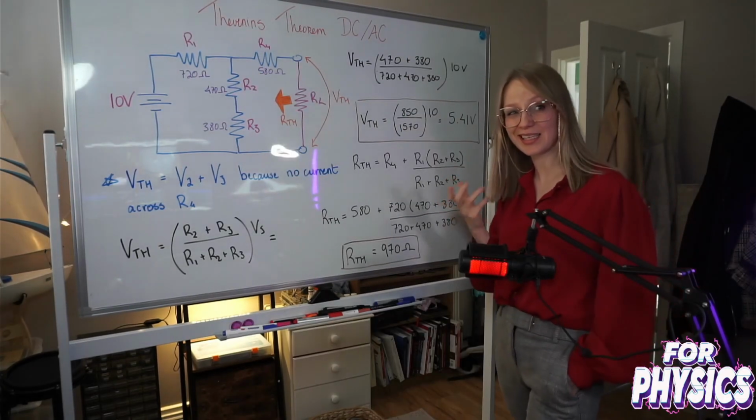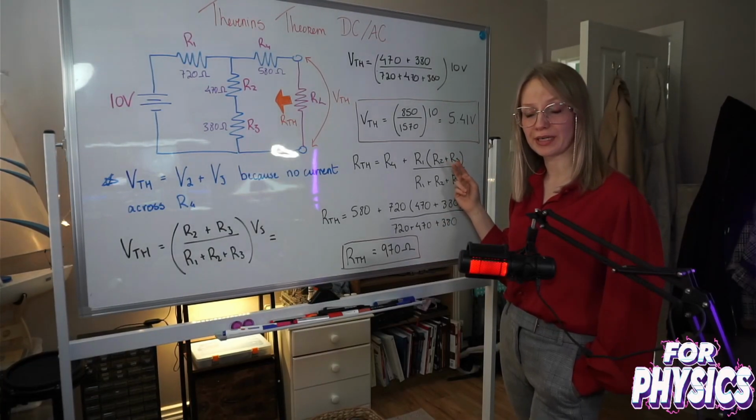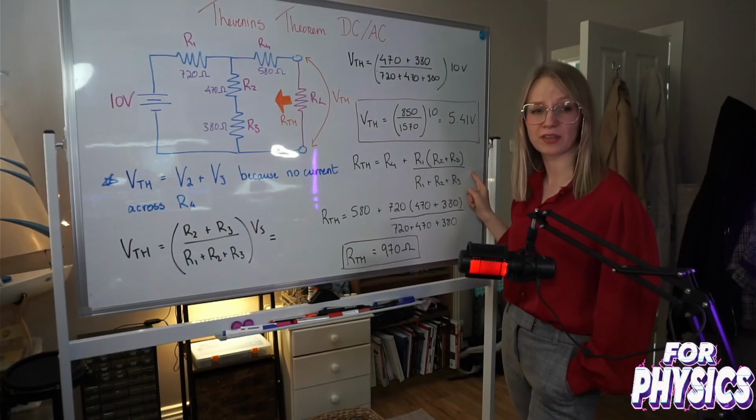If you want to make this a little bit simpler for yourself, you can do an equivalent resistance of R2 and R3. Because they're in series, you can just simply add them up. What I've done is I've kept track of it the whole way through.